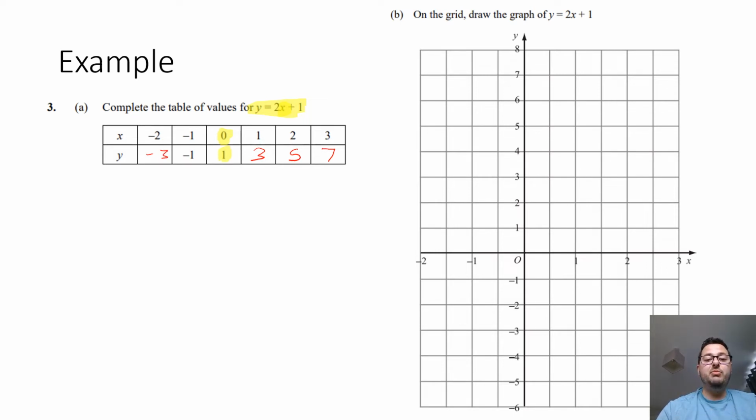Okay, so that's a little trick that can save you time in the exam. You can plug these numbers in, but an easier way, if it's in this format, and this only works with line graphs, is that you can add or go up or down in the same number each time.